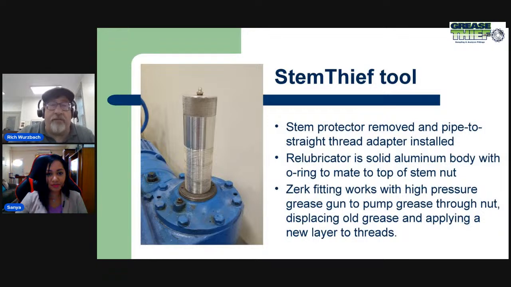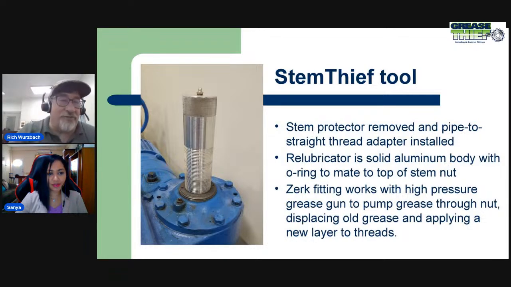Being aware of that, we invented the stem thief. This is a tool, so what you would normally see here is the stem sticking up through the top of this blue area with a protector over it, just a pipe over top of it to protect those threads. But we remove that protector, and then we put this tool right on top of there, and it has an adapter here, which is a pipe thread. So you see this darker iron adapter fitting, and then on top of that is this aluminum tool, and that has a straight thread. So now you screw that down, and it has the downward force to seal against an O-ring and make a chamber of grease.